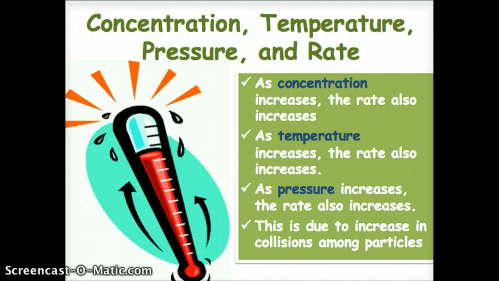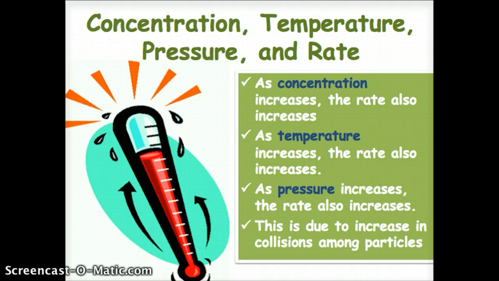When you increase the temperature, the particles start moving faster. And because they're moving faster, they're going to bounce into one another more often. Because of this, they're going to cause a chemical reaction to take place, and the rate of a chemical reaction goes up because they're colliding more with one another.